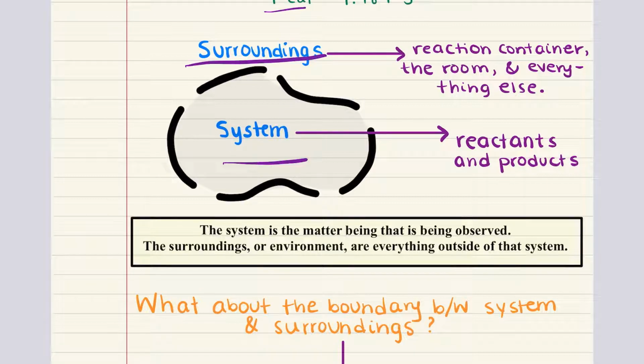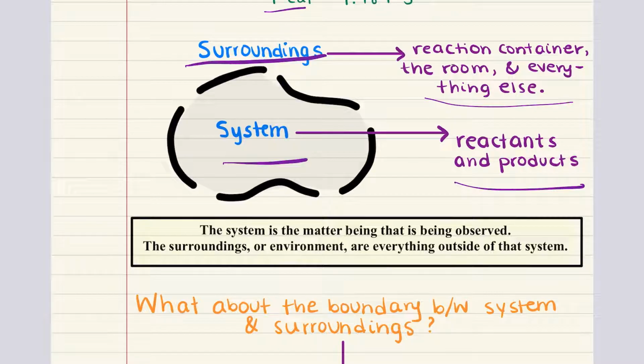Now, in thermodynamics, it's going to be really important to distinguish between the system and the surroundings. When we discuss reactions, we divide the universe into these two parts, the system and the surroundings. The system is the part of the universe that we wish to focus our attention on, and the surroundings include everything else in the universe. So in the case that we're looking at a reaction, we typically define the system as the reactants and products of the reaction. And we typically define the surroundings as consisting of the reaction container, the room, and anything else other than the reactants and products.